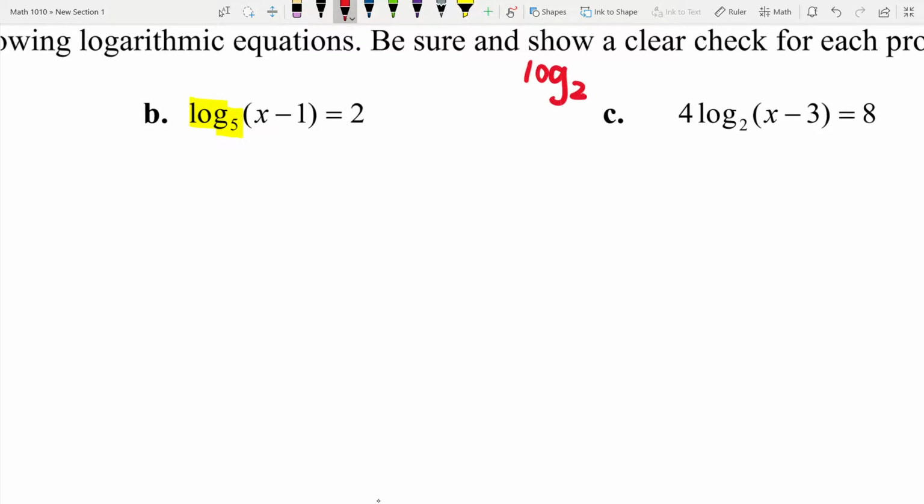Log base 2 of 4. Is the 4 part of that log? Everybody in the room? Yes. So is the x part of that log? Yes, it is. You're taking the log base 5 of, and the x is part of it. Is the -1 part of the log? Everybody talk to me. Yes, it is. So are we stuck? We're stuck.